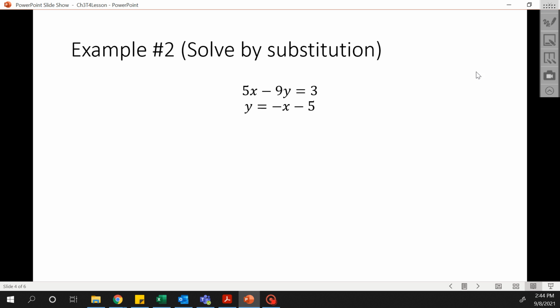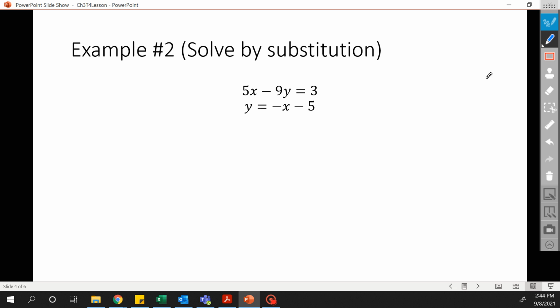So let's take a look at another one. This one is, of course, a system. The second equation is solved for y already. We say y is equal to the expression negative x minus 5. So I can replace y in the first equation with what it's equivalent to, negative x minus 5.